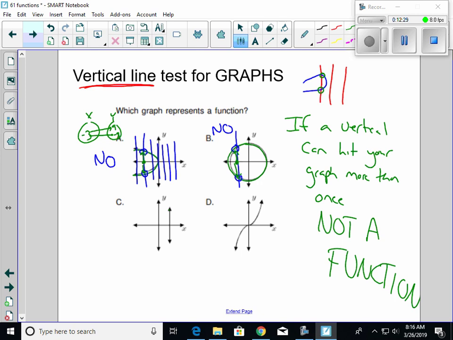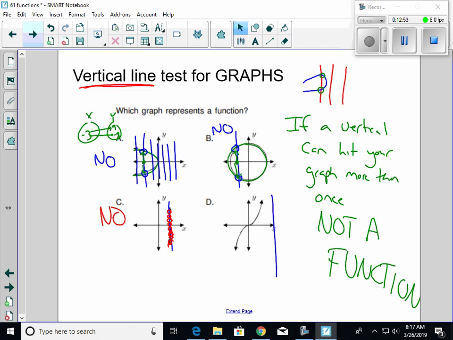Okay, C, here's my graph. If I can find a vertical line, and if it hits my graph more than once, okay, if I draw that vertical line right there, that hits the graph a bunch of times, right? Hits it everywhere. So that is not a function. So it has to be this last one.